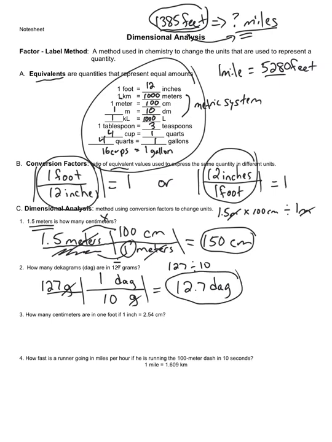12.7 decagrams. Okay, how many centimeters are in 1 foot?